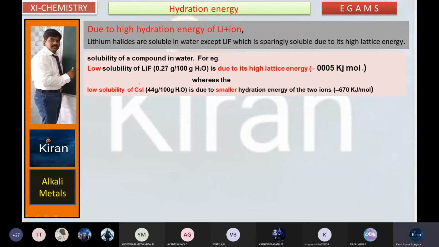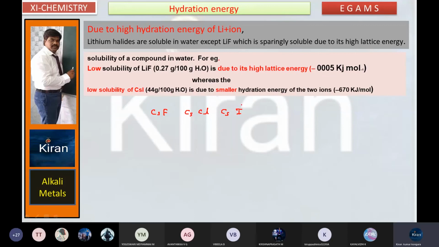Low solubility of cesium iodide. Now I am telling about cesium. In the same way, cesium fluoride, cesium chloride, cesium iodide. In this case, I am comparing which one has a smaller hydration energy and which has higher hydration energy. So low solubility here, 44 grams per 100 water molecules, due to the smaller hydration energy of the two ions.